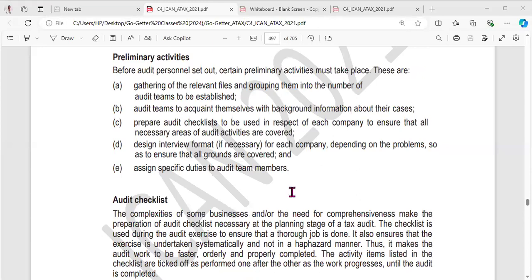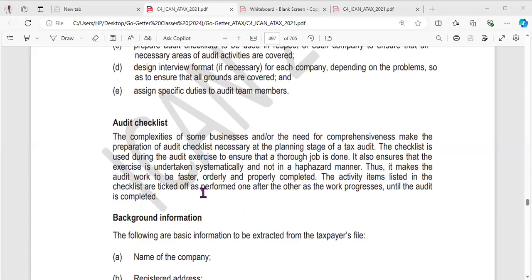Now look at some of the audit checklists. The audit checklist needs to be comprehensive to make the audit a really successful one, a thorough job. The checklist is used during the audit exercise to show that a thorough job is done. So it's not enough to have a mental checklist. It is also good to have a physical checklist that will make you cover the audit in a fast way, not in a haphazard way, in a systematic way, so that the audit is complete. It's not when you finish the audit and you say, oh, sorry, I forgot to ask this question, because there was no checklist.